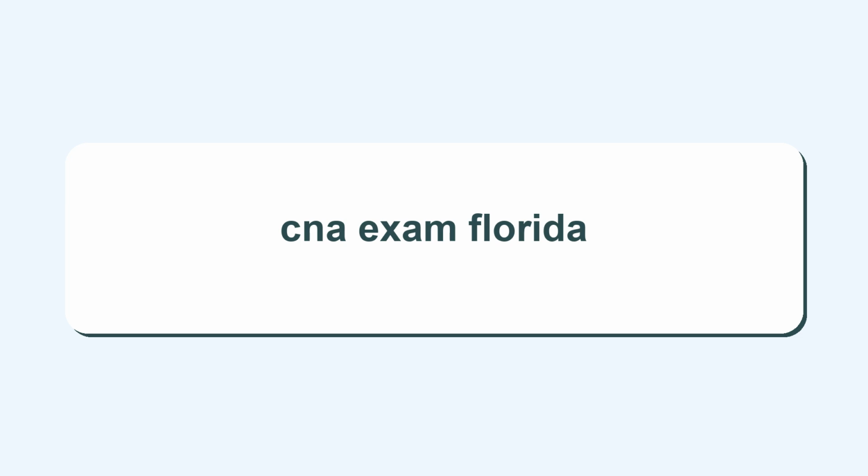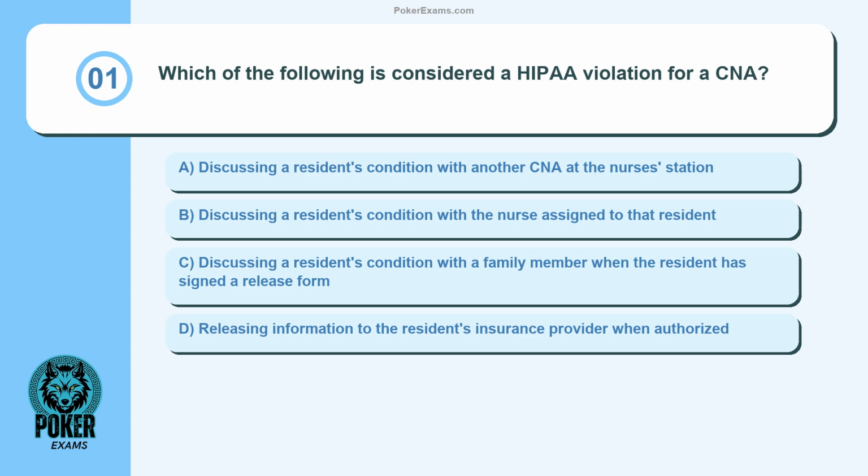CNA Exam Florida. Question 1. Which of the following is considered a HIPAA violation for a CNA? Discussing a resident's condition with another CNA at the nurse's station. Discussing a resident's condition with the nurse assigned to that resident. Discussing a resident's condition with a family member when the resident has signed a release form. Releasing information to the resident's insurance provider when authorized.